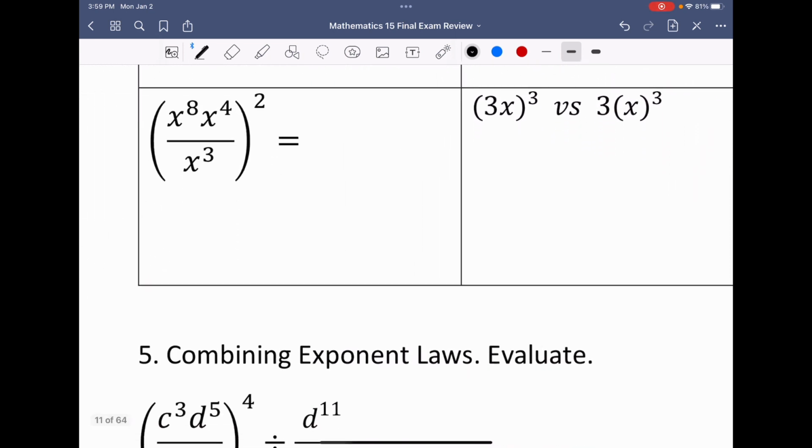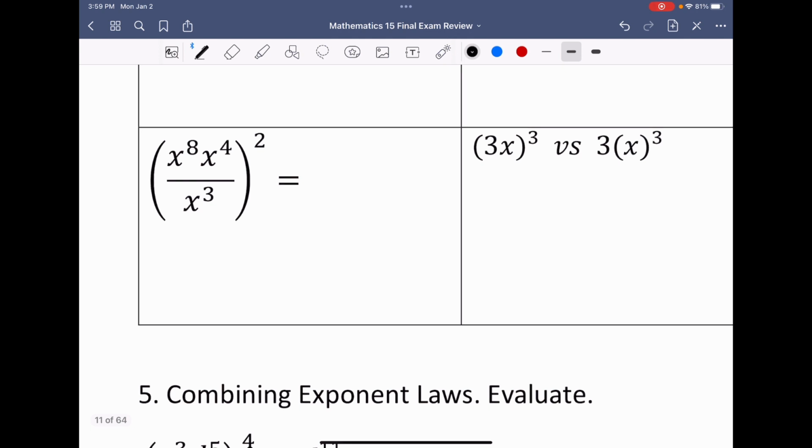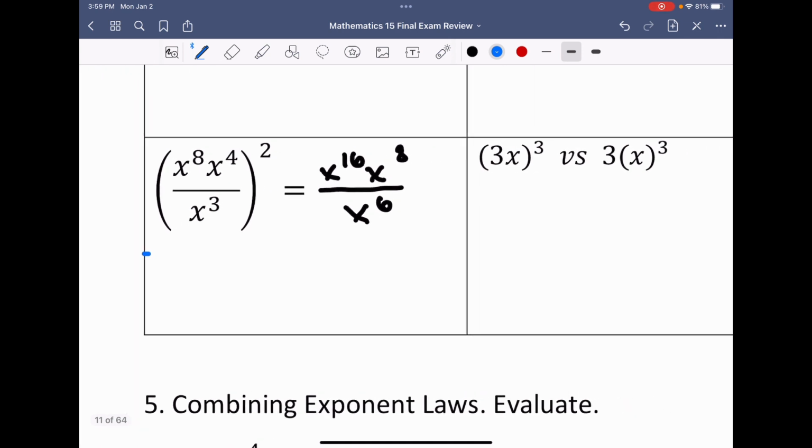All right, we go over here, and like I said before, power rule applies to everything in the brackets, all exponents. So what we need to do is go one by one. x^8 raised to the 2 goes 8 times 2, which is 16. x^4 times 2 is going to be 8, all over x^3 times 2, which is x^6.